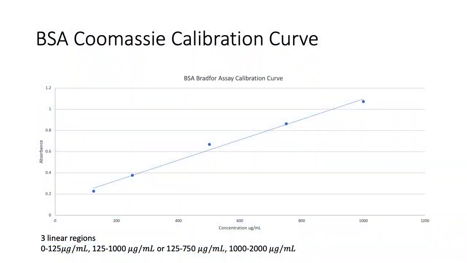You will make a calibration curve, and it will look something like this. As you can see, it's not the most linear thing. BSA has 3 linear regions when you are doing a Bradford assay. The first one is from 0 to 125 micrograms per milliliter. We don't really have any data points there, and your protein concentration in your catalase sample should be higher than that, so we're not really going to look at that region.